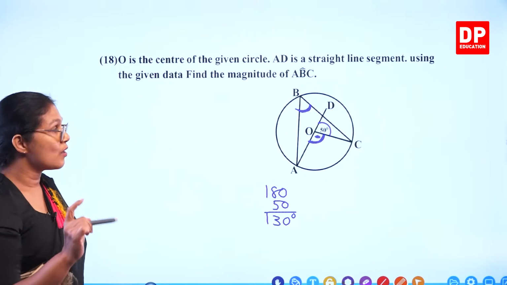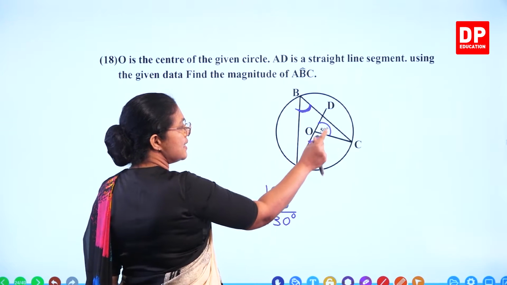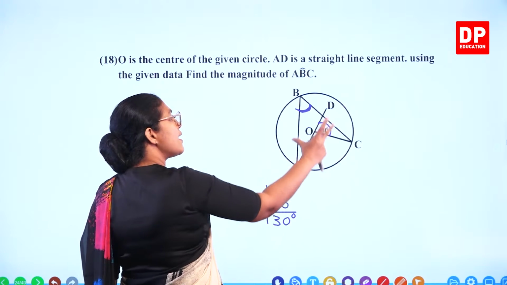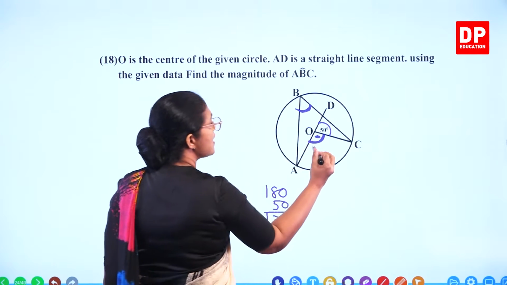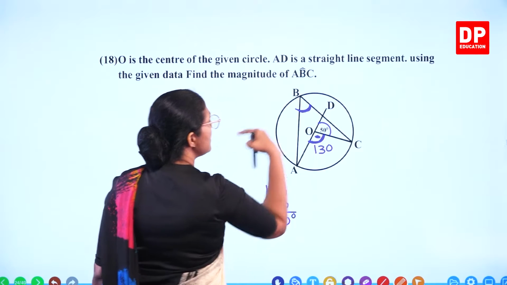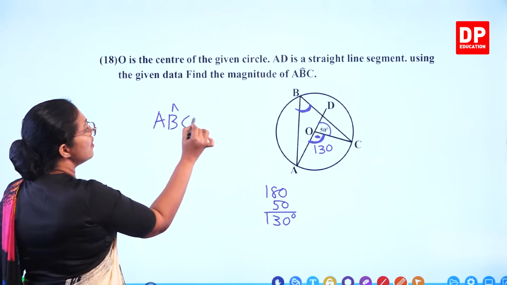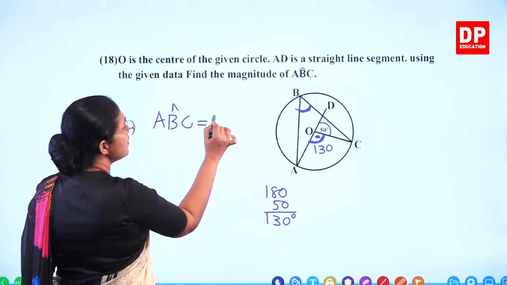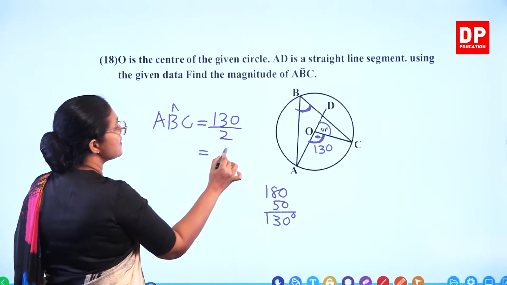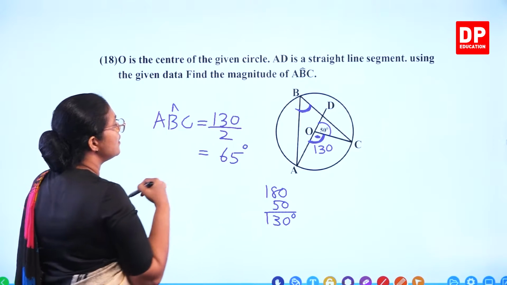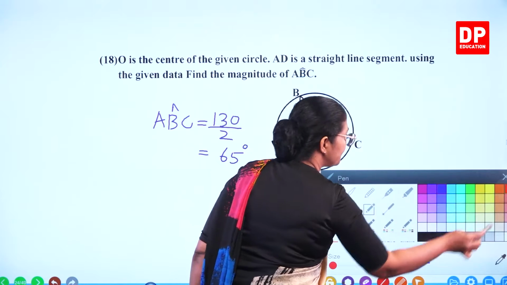What is the relationship between this angle and this angle? We know that according to circle theorem, the angle subtended at the center is double the angle subtended on the circumference. So, if this is 130, what is ABC angle? Half of 130. So, what you get? 65 degrees. So, you get 2 marks for that.